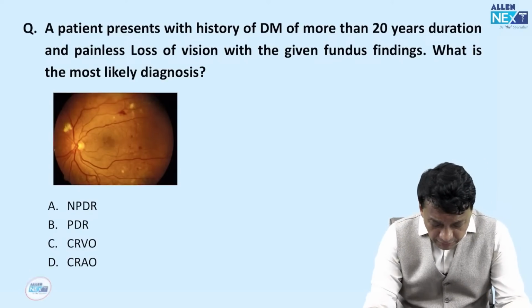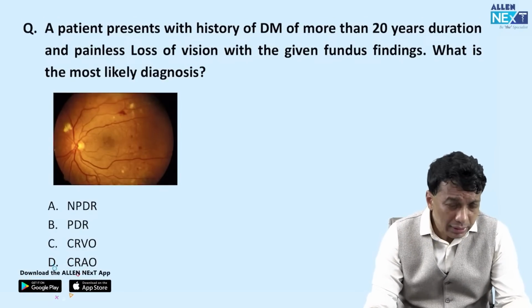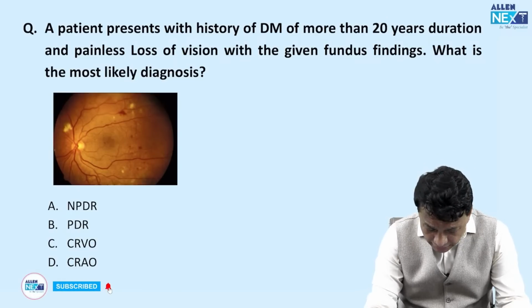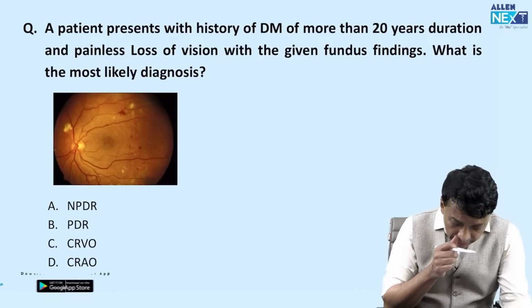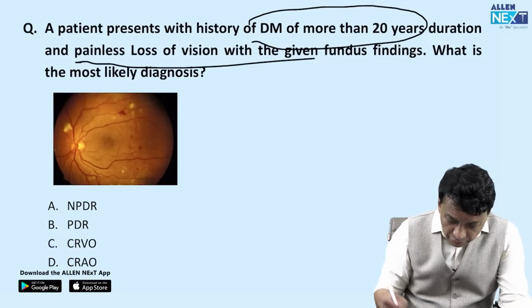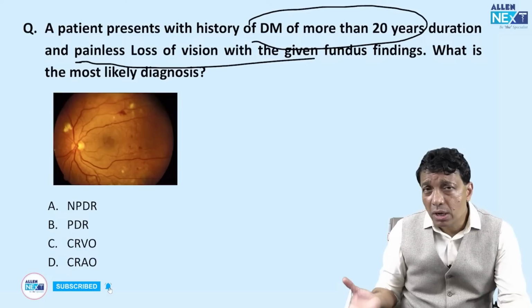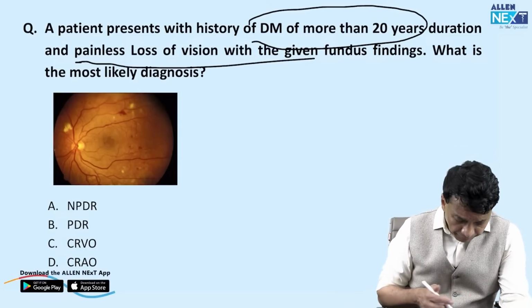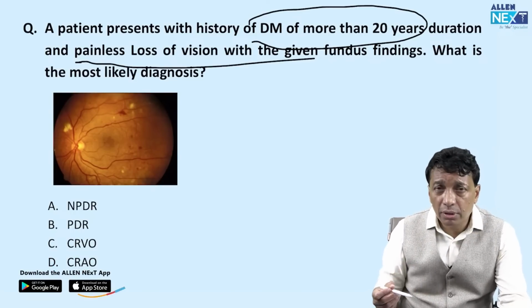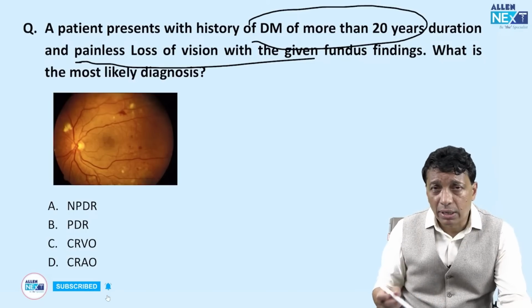Very well. A patient presents with a history of diabetes mellitus of more than 20 years duration, a long time, and painless loss of vision. With the given fundus findings, what is the most likely diagnosis? If we look at the fundus here, we've got diabetes of 20 years and a slow painless loss of vision. What is the diagnosis? Is it NPDR, non-proliferative diabetic retinopathy, PDR, proliferative diabetic retinopathy, CRVO, central retinal venous occlusion, or CRAO, central retinal arterial occlusion?